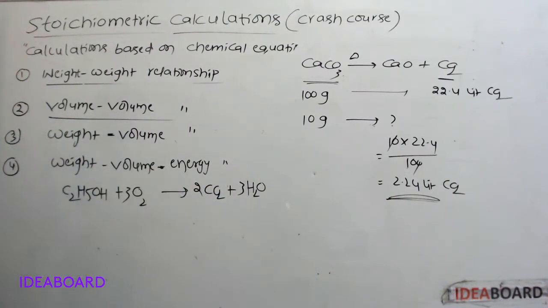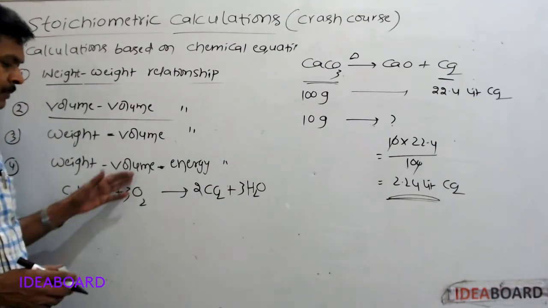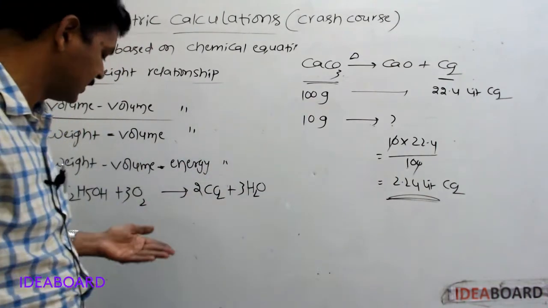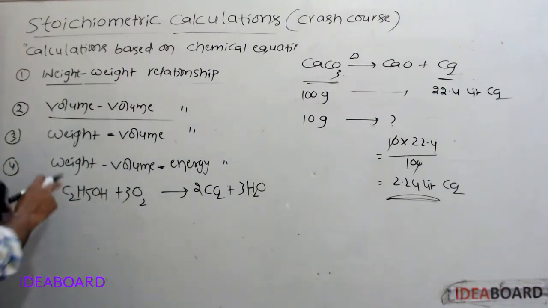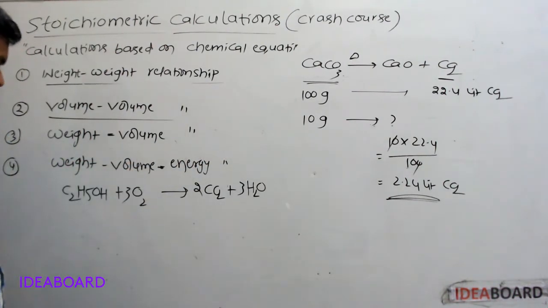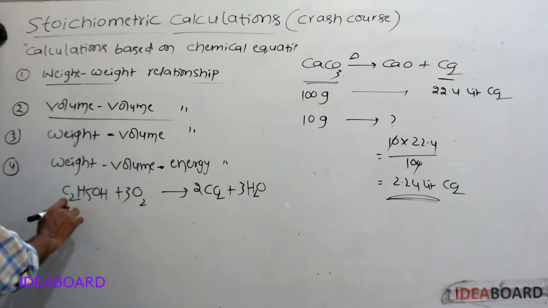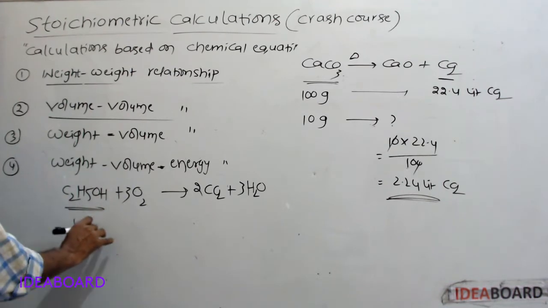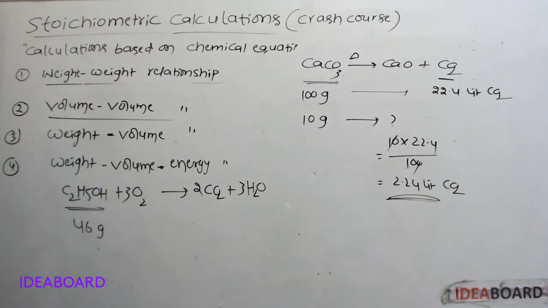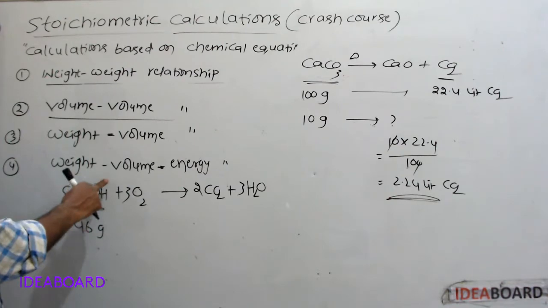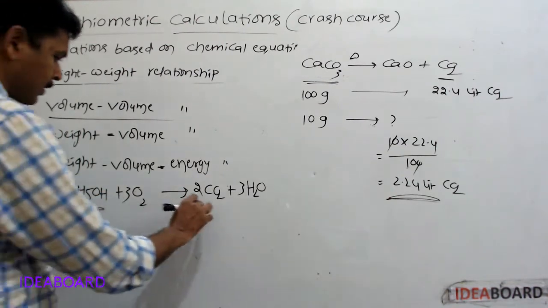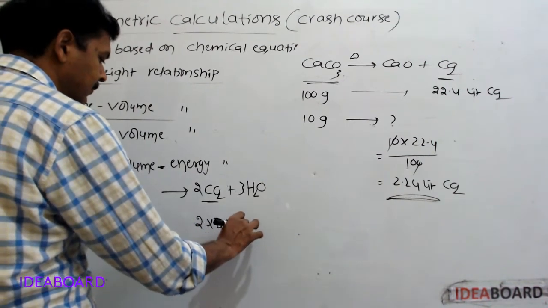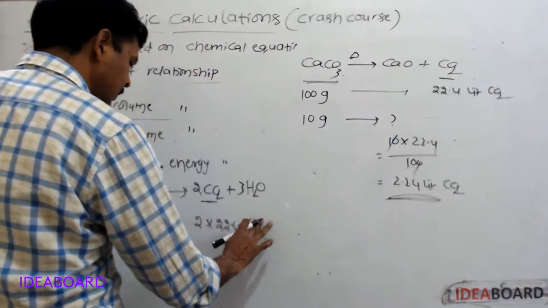This is the balanced equation. Ethyl alcohol on combustion with oxygen, CO2 gas and H2O vapor will be formed. Weight, volume, energy. During the combustion of 46 grams of ethyl alcohol, C2H5OH, its molecular mass is 46, 2 into 22.4 liters of CO2 gas is liberated.